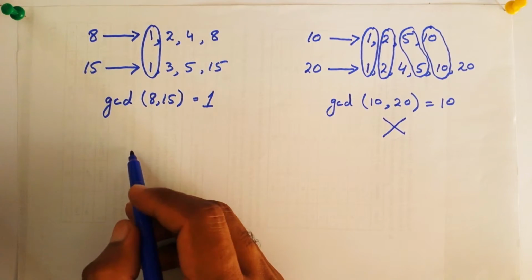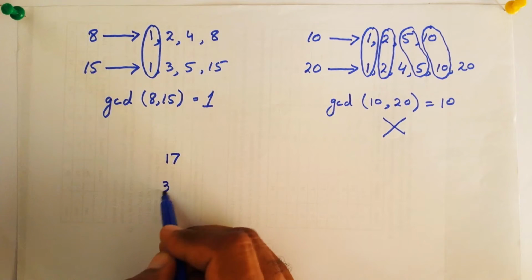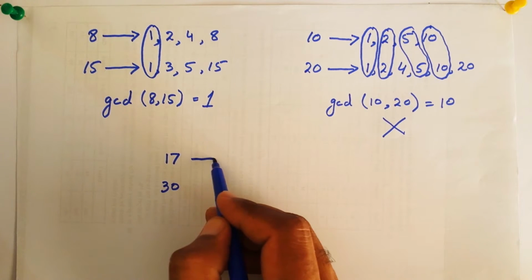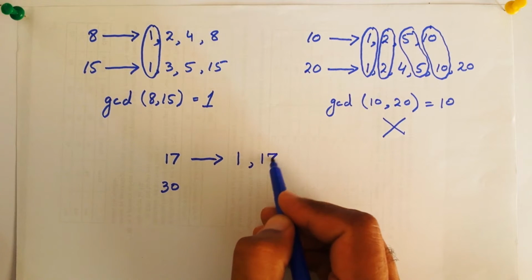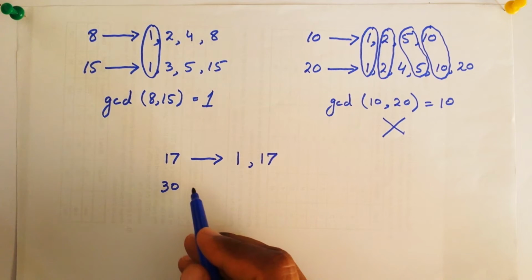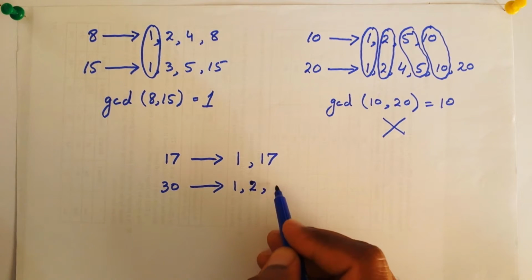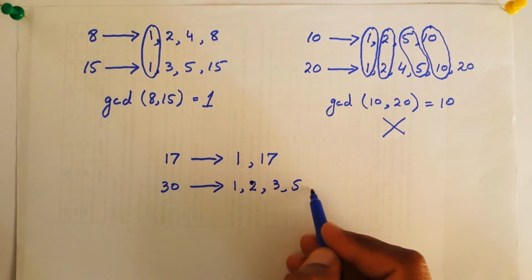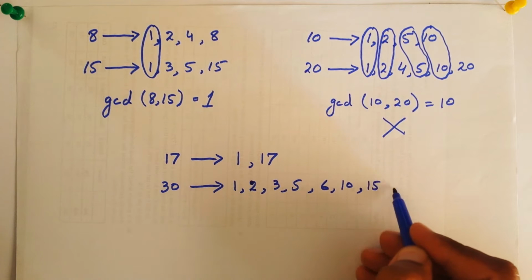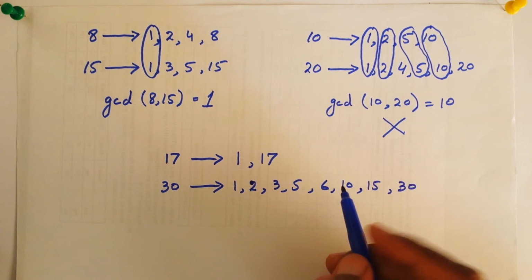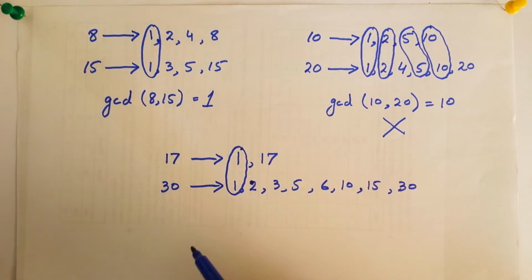Similarly, we take another example. We check whether 17 and 30 are relative prime numbers or not. We are going to write the factors of 17, which are 1 and 17. Here the factors of 30 are 1, 2, 3, 5, 6, 10, 15 and 30. We encircle the common factors, which is only 1.